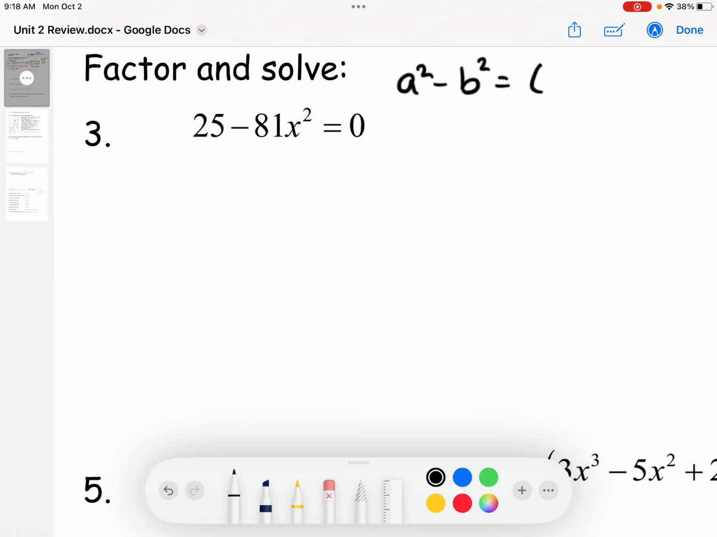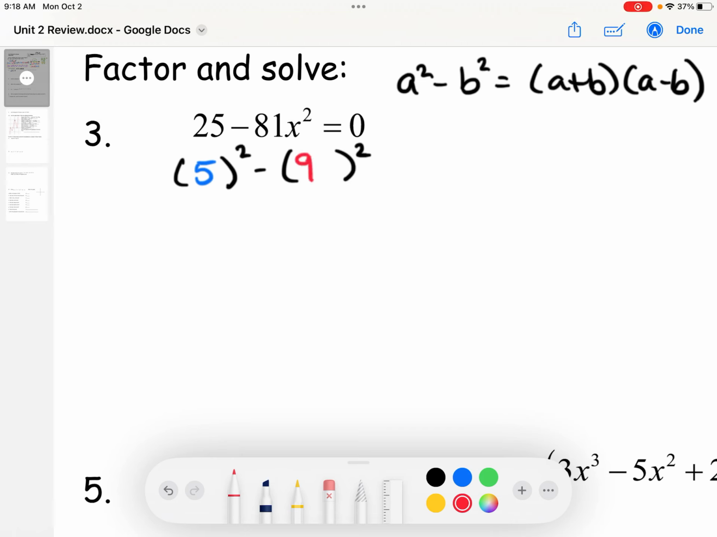A squared minus b squared factors as a plus b times a minus b. So we need to figure out what squared gave us each of those terms. 25, take the square root, is 5. 81x squared, take the square root, is 9x. So 5 will go in place of all of the a's. 9x will go in place of all of the b's.